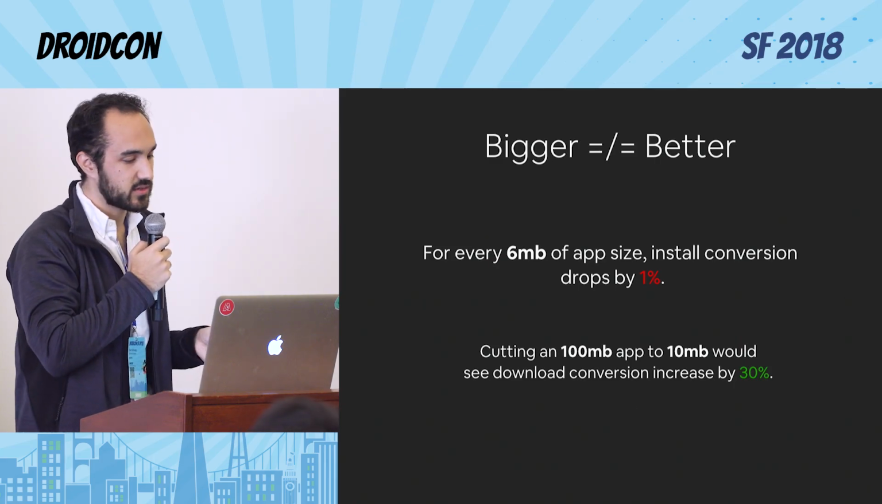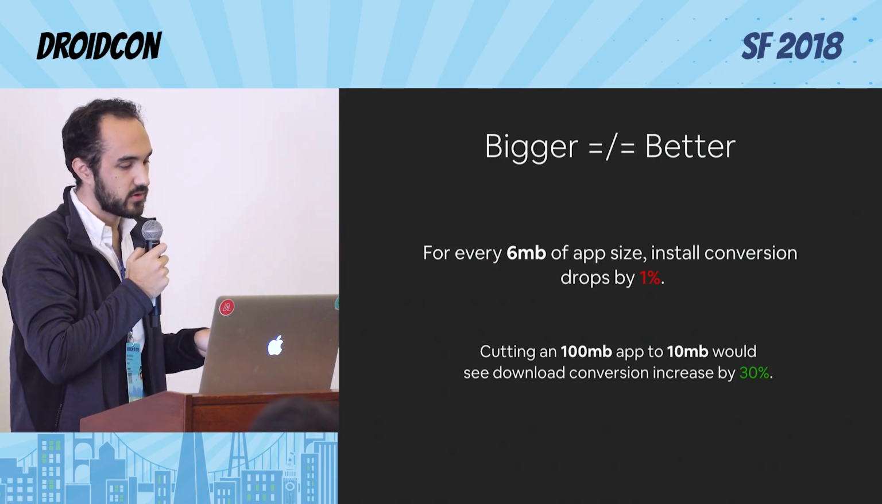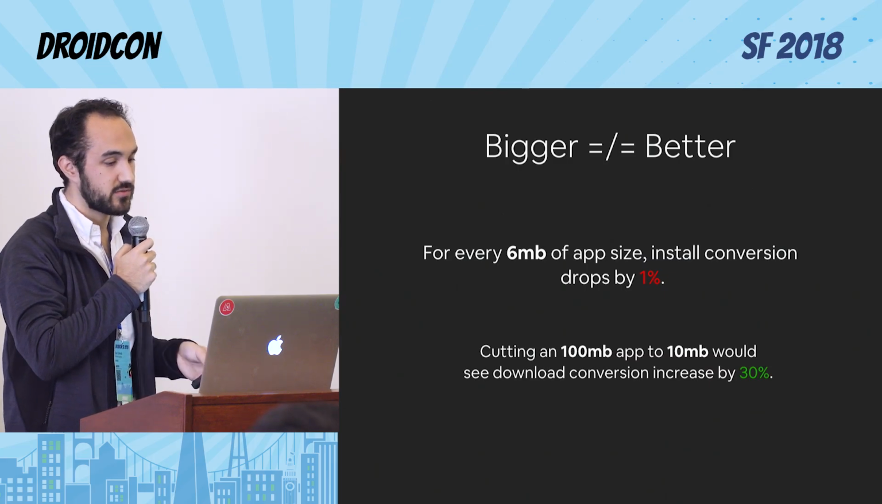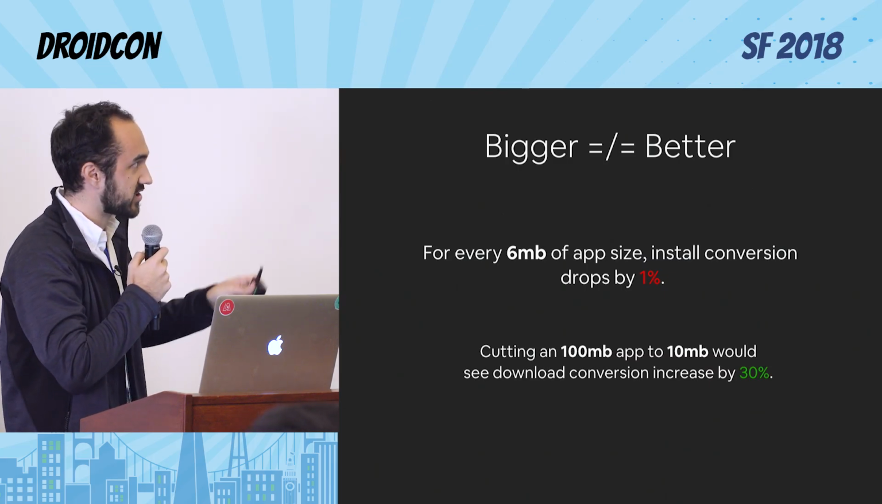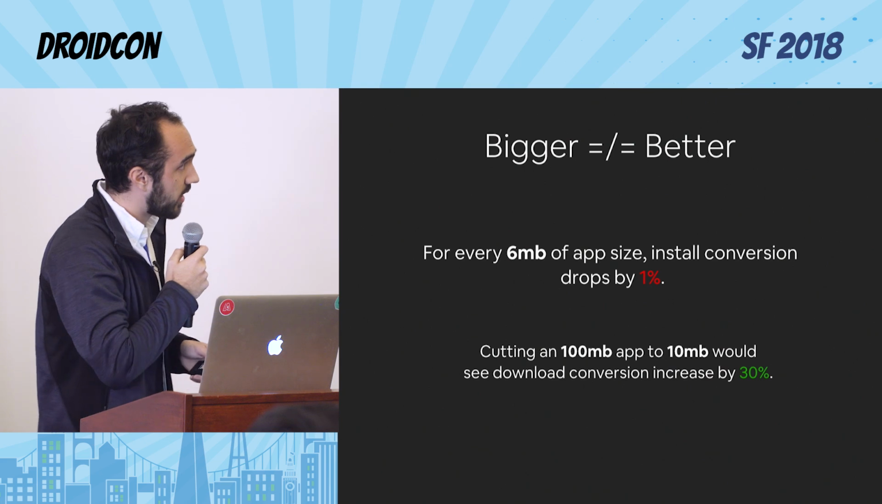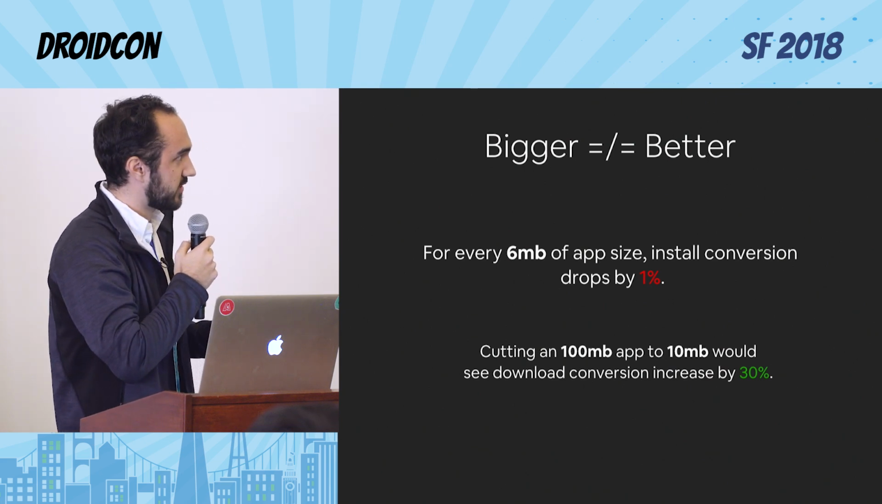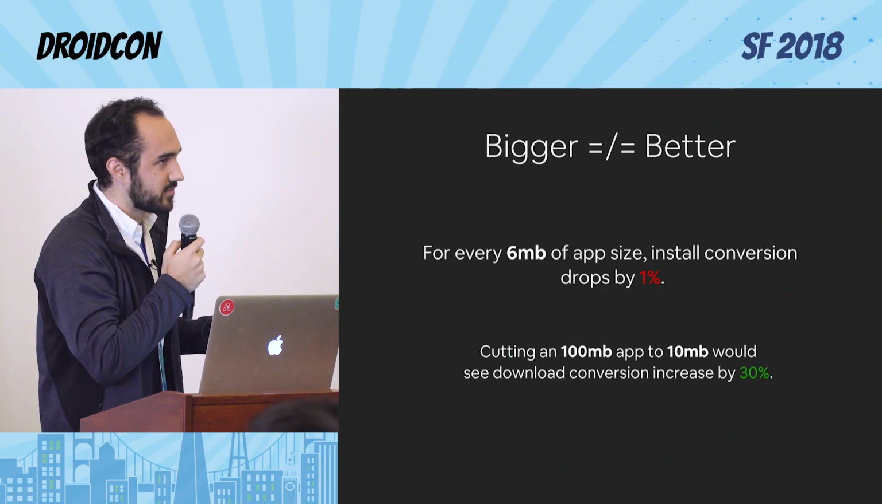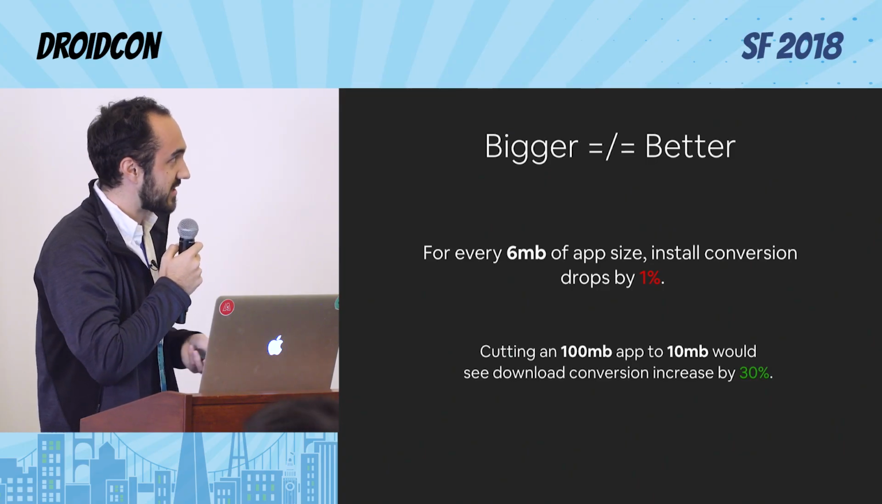It doesn't actually scale completely linearly. If you were to go from a 100 megabyte app down to 10 megabytes, you would actually see your download conversion increase by 30%. And the math doesn't actually add up there, but it's interesting. When I first saw this a few years ago, I thought this was really silly. If I have a 100 megabyte app, I'm not going to be able to make it 10 megabytes.